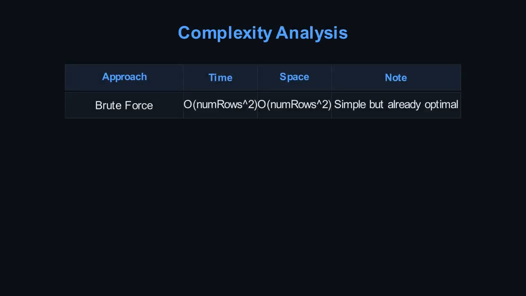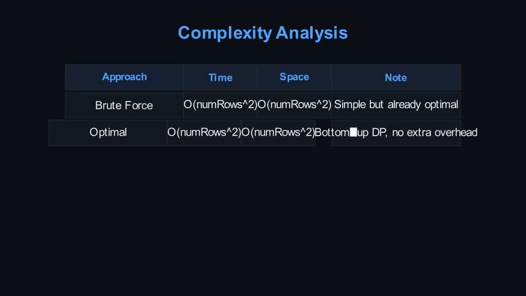To recap the analysis, we generate each entry once, leading to a time complexity of O(numRows squared). The space we allocate matches the size of the output, also O(numRows squared). There's no extra hidden cost, making this solution both simple and optimal for the problem constraints.